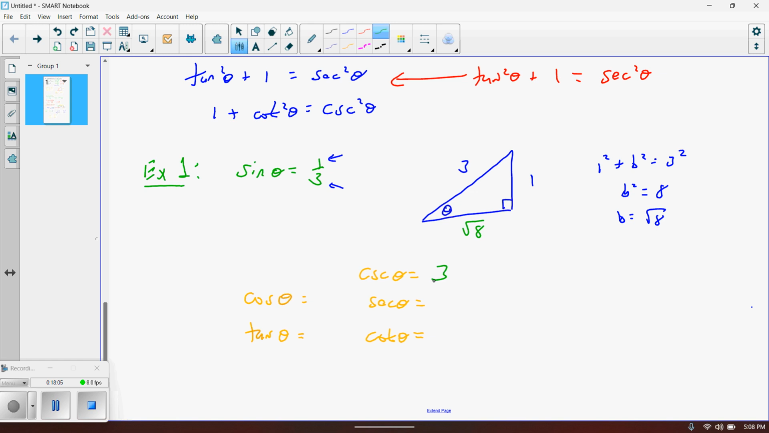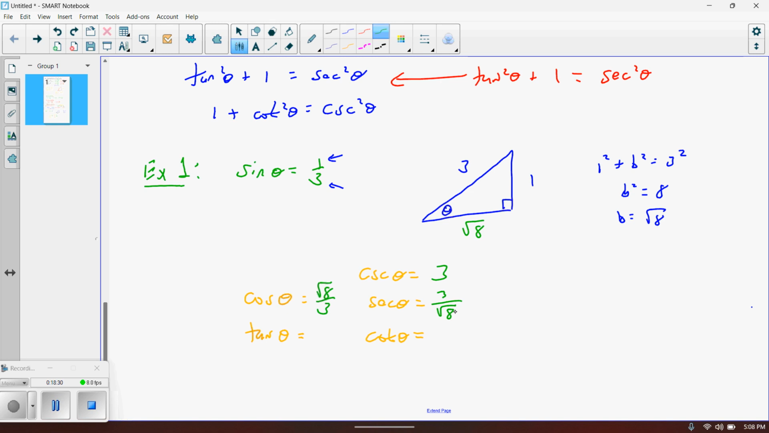There we go. So the cosine then is going to be the adjacent side over the hypotenuse. Well, the adjacent side to this triangle is square root of 8, and the hypotenuse is 3. So we're going to get the square root of 8 divided by 3. What does that make the secant? Well, that means you're going to flip it over. So that would be 3 divided by the square root of 8.